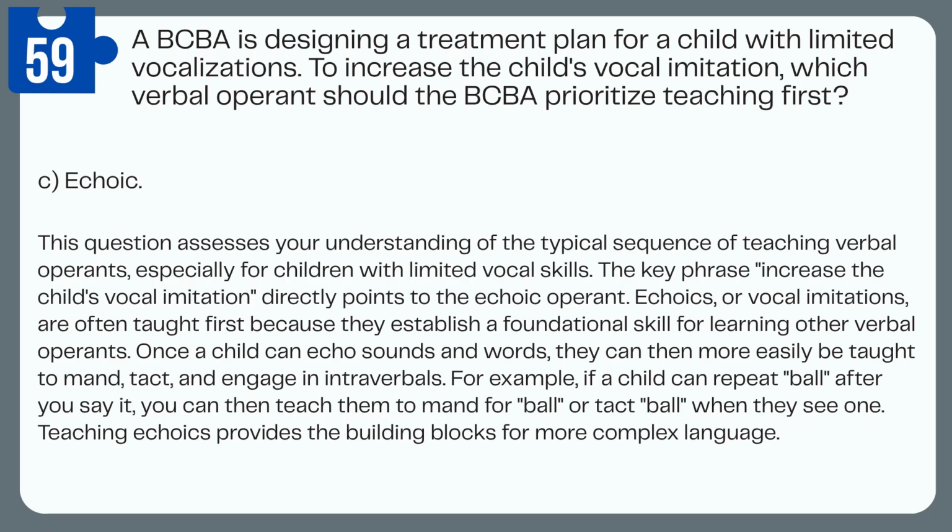Answer C. Echoic. This question assesses your understanding of the typical sequence of teaching verbal operants, especially for children with limited vocal skills. The key phrase, increase the child's vocal imitation, directly points to the echoic operant. Echoics, or vocal imitations, are often taught first because they establish a foundational skill for learning other verbal operants. Once a child can echo sounds and words, they can then more easily be taught to mand, tact, and engage in intraverbals. For example, if a child can repeat ball after you say it, you can then teach them to mand for ball or tact ball when they see one. Teaching echoics provides the building blocks for more complex language.